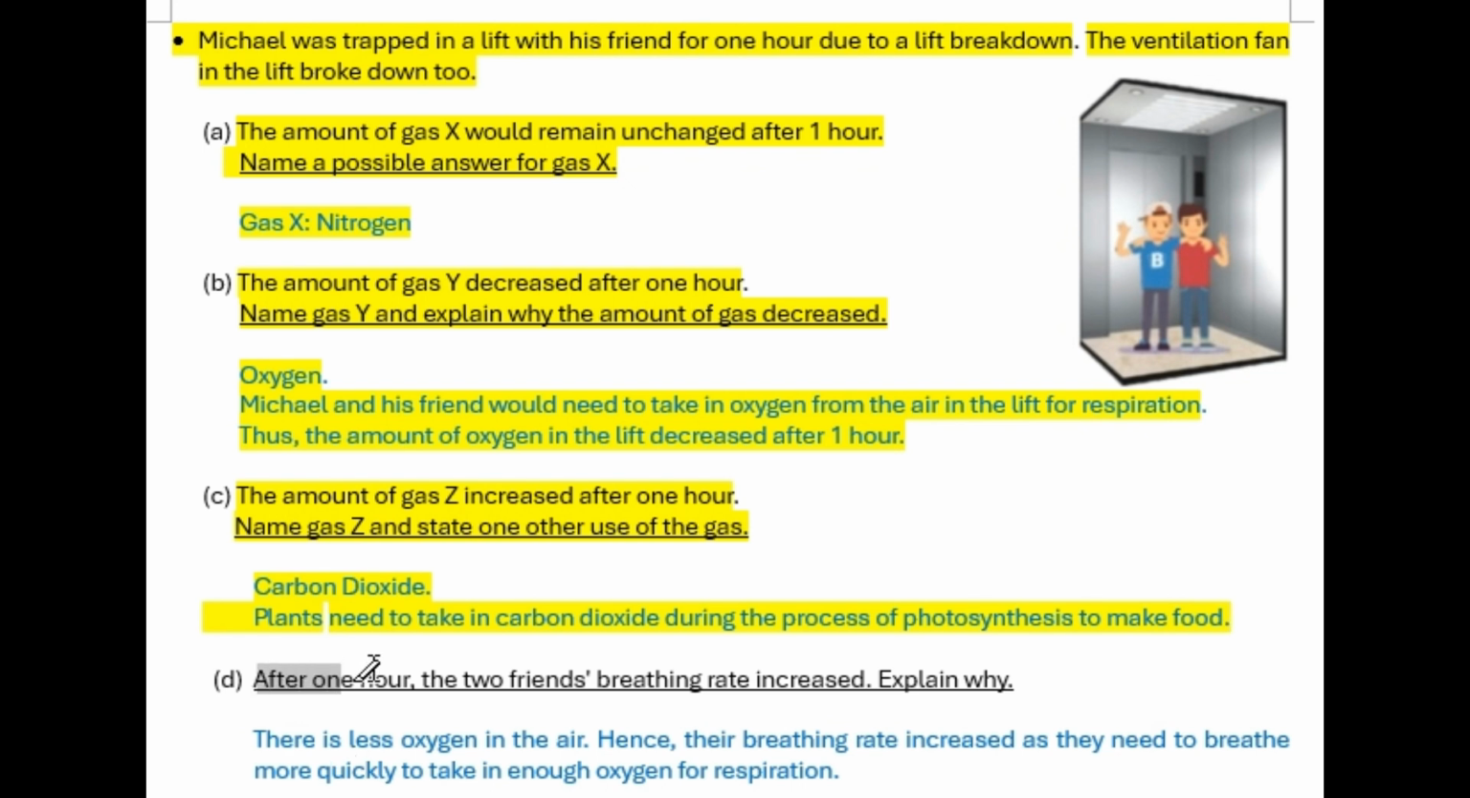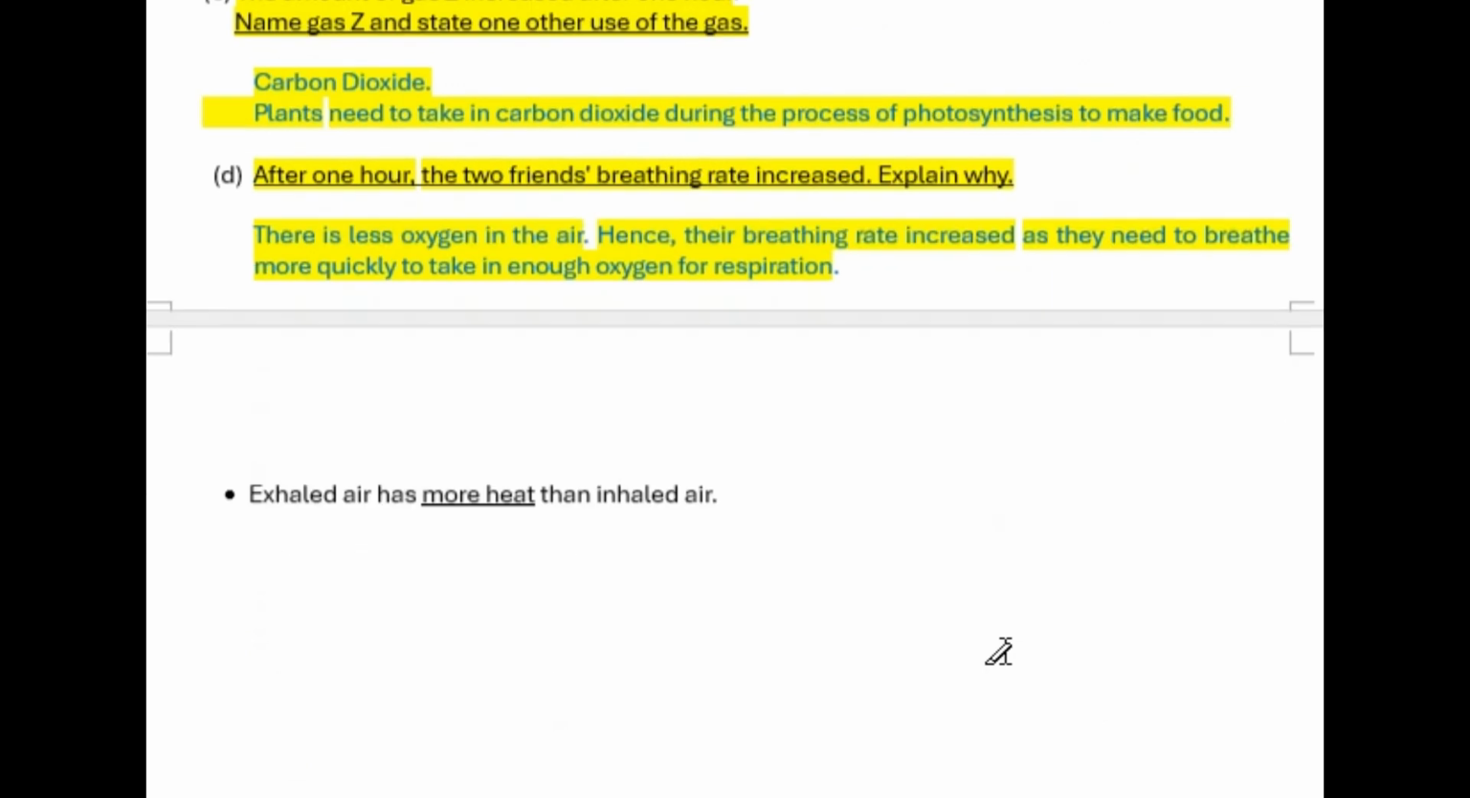D. After 1 hour, the two friends' breathing rate increased. Explain why. There is less oxygen in the air. Hence, their breathing rate increased as they need to breathe more quickly to take in enough oxygen for respiration. Exhaled air has more heat than inhaled air.